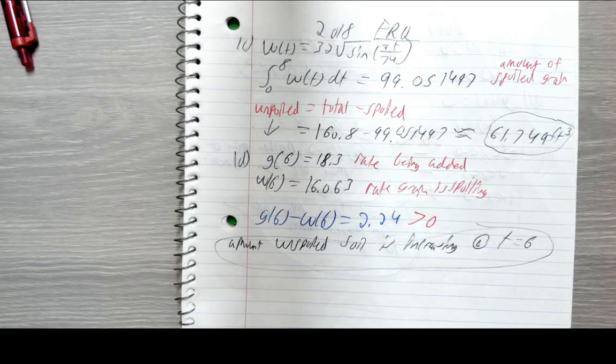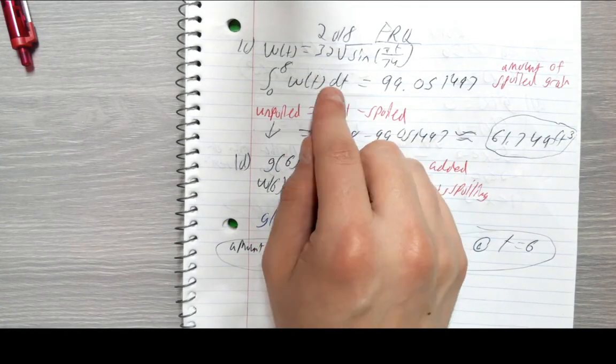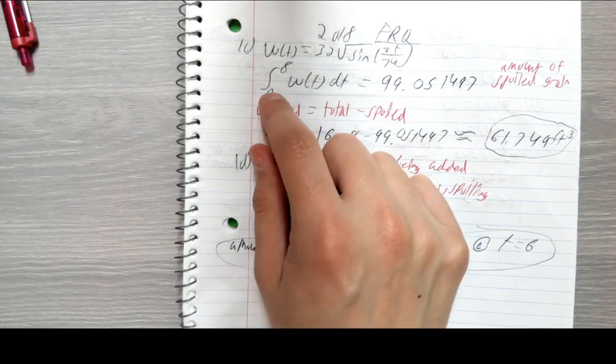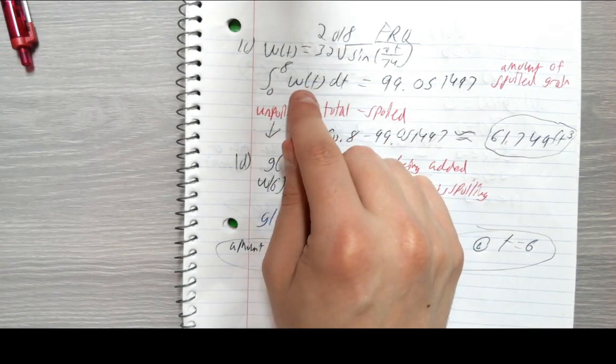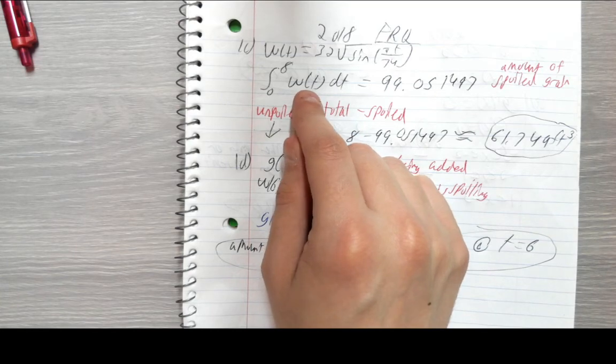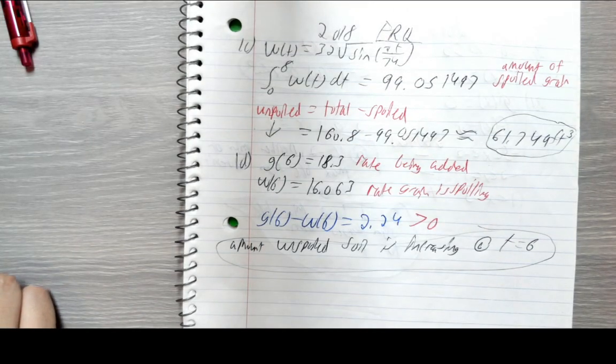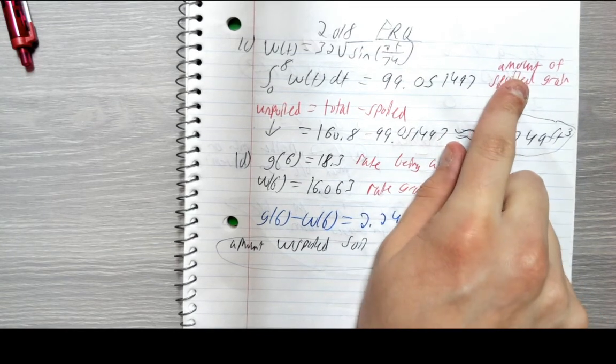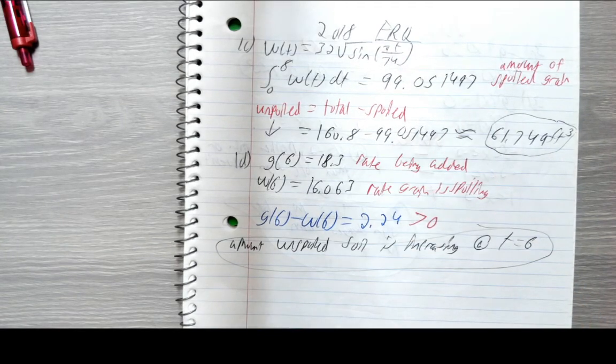And to find that, you take the integral of the rate. So the integral from 0 to 8 of our rate of change of spoiled grain, which is W of T, and you throw that in your calculator, and you'll find your answer is 99.051, whatever, 497. That represents, as I wrote up here, the amount of spoiled grain. Not the rate of change, the amount of spoiled grain. Okay, so that's the first step.